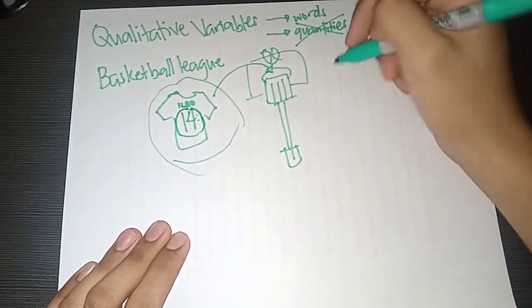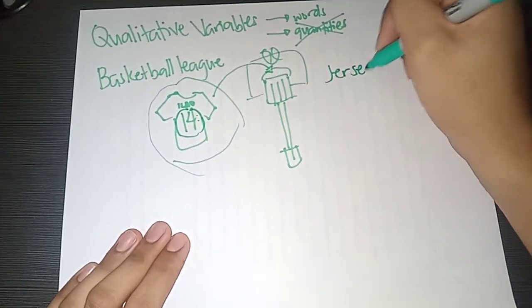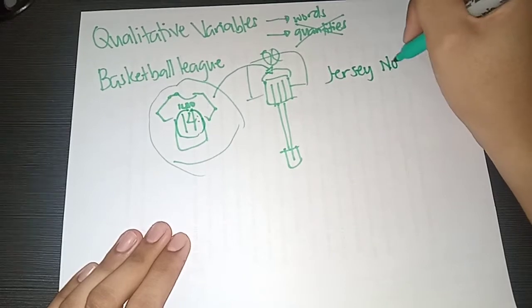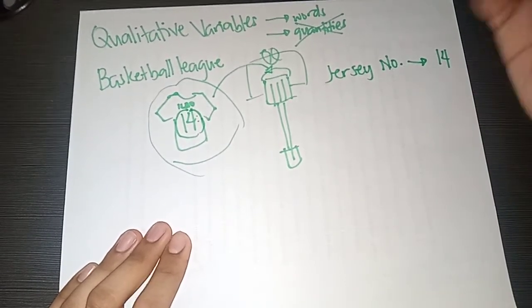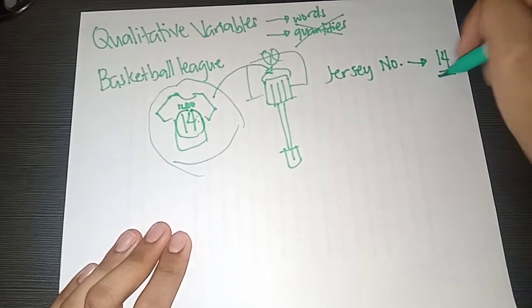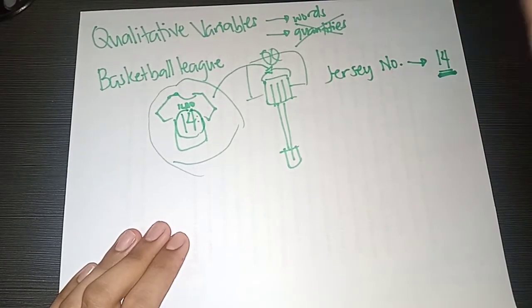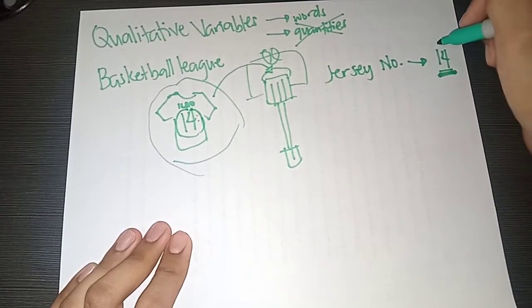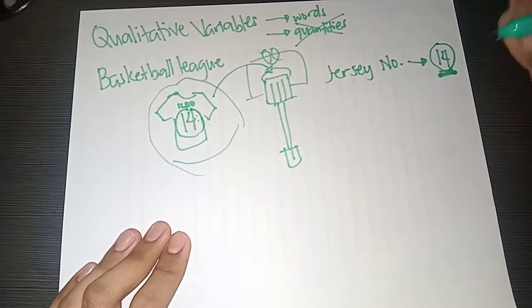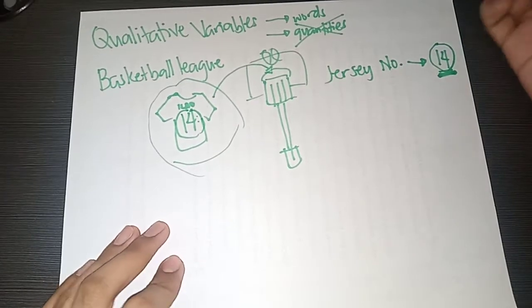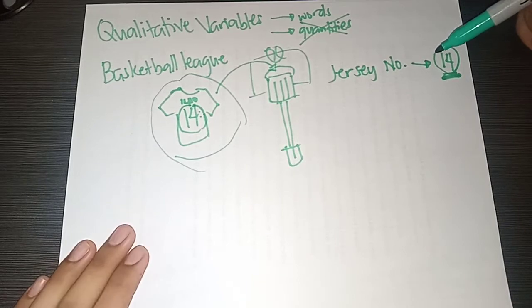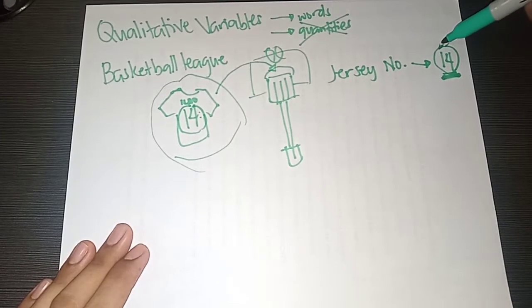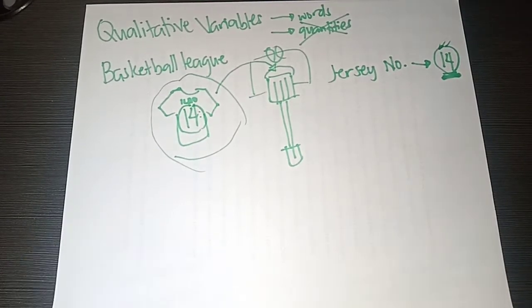A possible value of what? Jersey numbers. So the possible value is 14, meaning we have numerical values. However, can we say that the number 14, imprinted at the back of the player's jersey, means something? Can we say that this number 14 has a significant definition? Can it have a significant contribution?